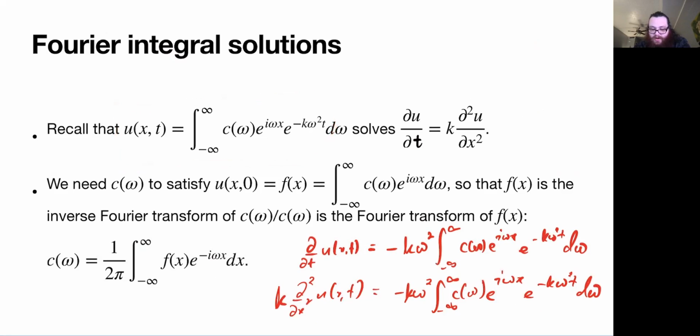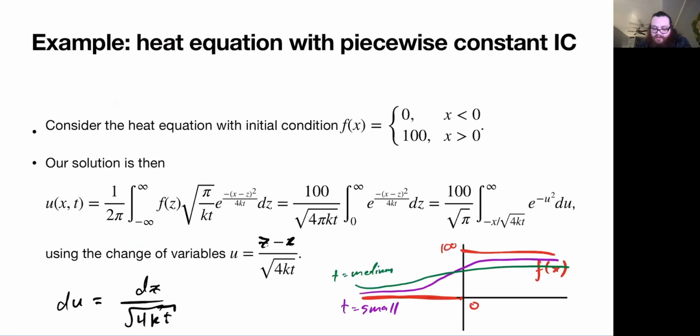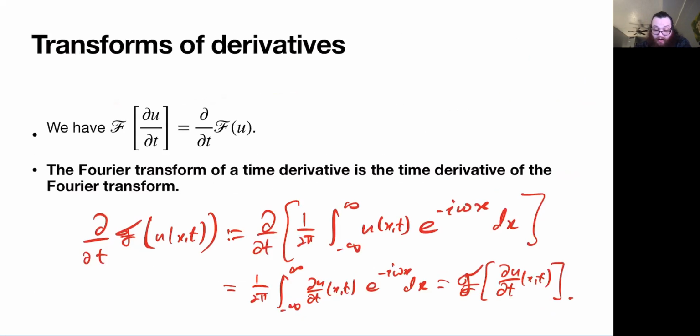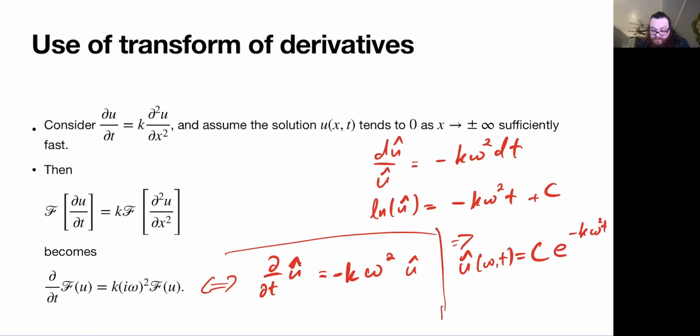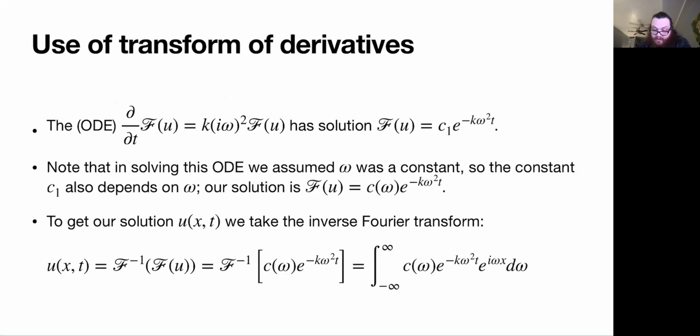C of omega e to the I omega x e to the minus k omega squared t. This is what we start with, and we showed that it solved that. But starting from just properties of the Fourier transform and derivatives, we end up with that, and we can get it a different way, which is comforting, right? The system is consistent with the same representation. Cool.